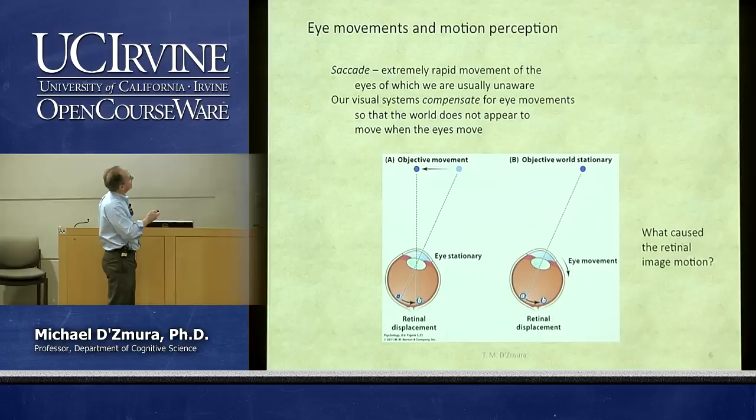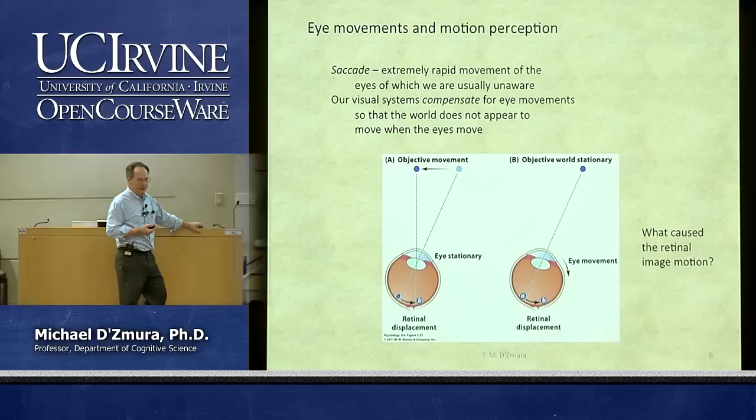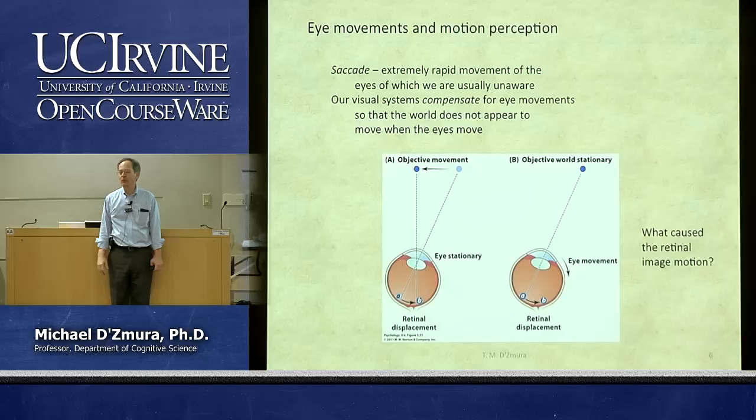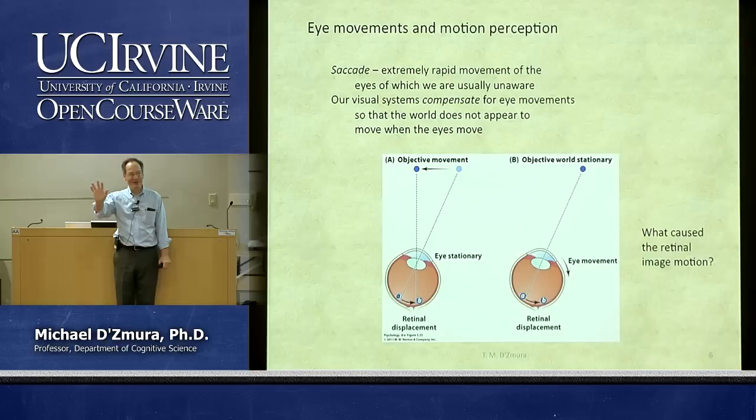And the reason it's interesting is that whenever you make an eye movement, so if I were to, say, look over to this side, the entire visual world shifts on my retina. And when you make an eye movement, the entire world shifts on your retina.